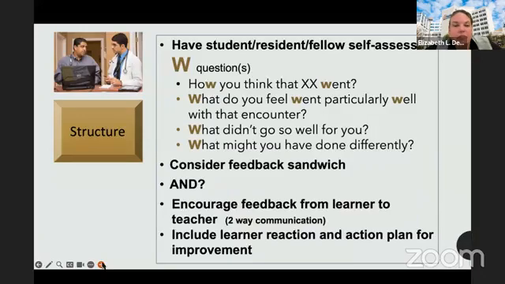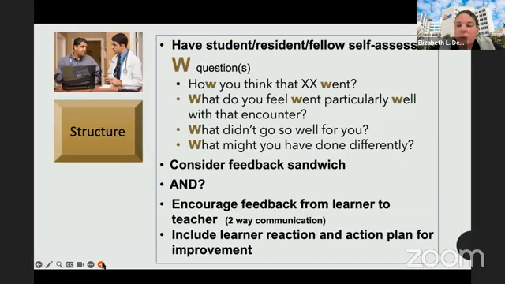When we also offer feedback, we can use a structured manner so that everyone can understand what might come next and also have organized feedback. There's several ways we can do this. One is to use W questions, and you can think about the W's when you ask your student or your trainee about their effort. How do you think that went?